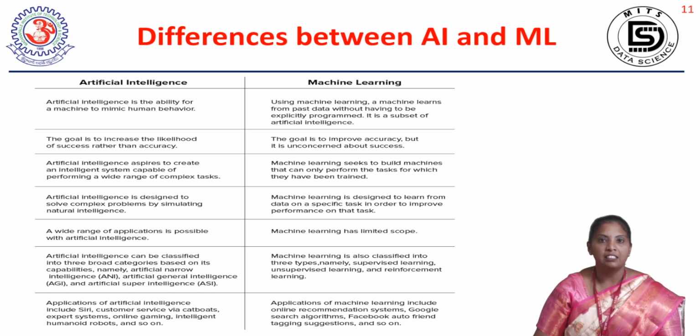Artificial intelligence can be classified into three broad categories based on capabilities, namely artificial narrow intelligence, artificial general intelligence, and artificial super intelligence. But machine learning is classified into supervised learning, unsupervised learning, and reinforcement learning. The applications of artificial intelligence are chatbots, online gaming, etc. The applications of machine learning include recommendation systems, Google search algorithms, Facebook auto friend tagging suggestions, and so on.